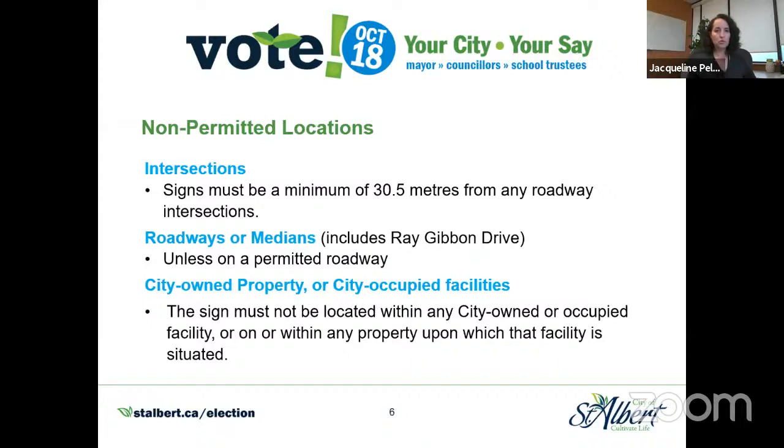Moving into non-permitted locations, there are a few non-permitted locations for signs. These include intersections. Signs must be 30.5 meters away from any intersection. Signs must also not be on any roadway or median. This includes Ray Gibbon Drive, unless expressly permitted by bylaw. On the next slide, we are going to cover which roadways signs can be placed upon. And finally, signs cannot be located on any city-owned property or city-occupied facilities.